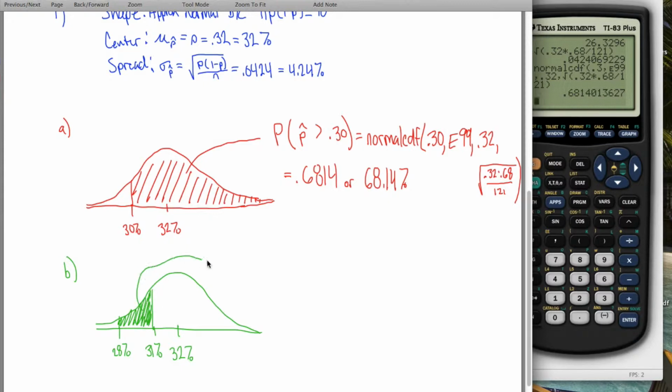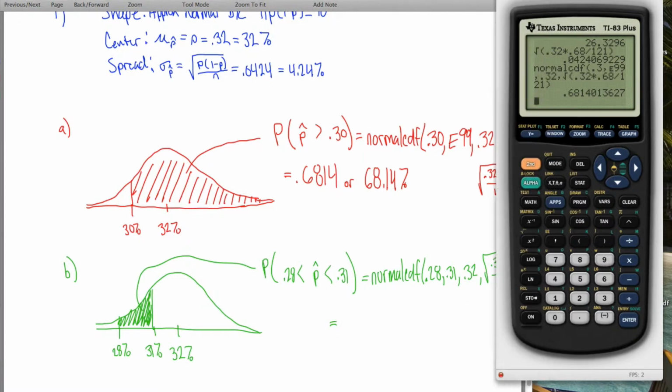Well, you do that very similar to what we just did. You don't have to write this part. This is the probability that p hat is somewhere between 28% and 31%. It's larger than this one, but smaller than this one. And the way we calculate that is using Normalcdf. The inputs are similar to above, except now my lower bound is 0.28 and my upper bound is 0.31. And then my mean and standard deviation are the same as they've been. Plug that all into a calculator and I'll get the answer.